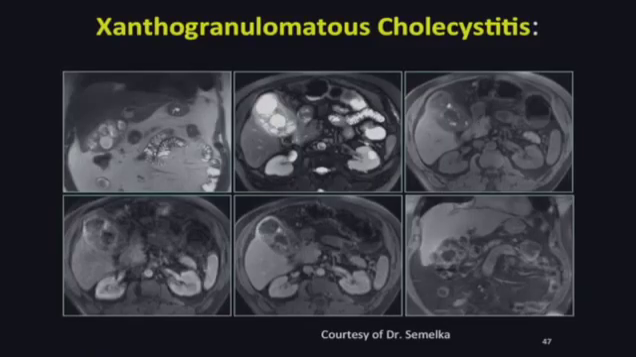Here's a beautiful case of xanthogranulomatous cholecystitis, again courtesy of Dr. Semelka, that shows significant marked gallbladder wall thickening with multiple intramural abscesses or nodules of the xanthogranuloma that is consistent with xanthogranulomatous cholecystitis. Again, in this case, the preoperative differentiation between this entity and gallbladder cancer may be difficult without the associated metastatic findings of gallbladder cancer.